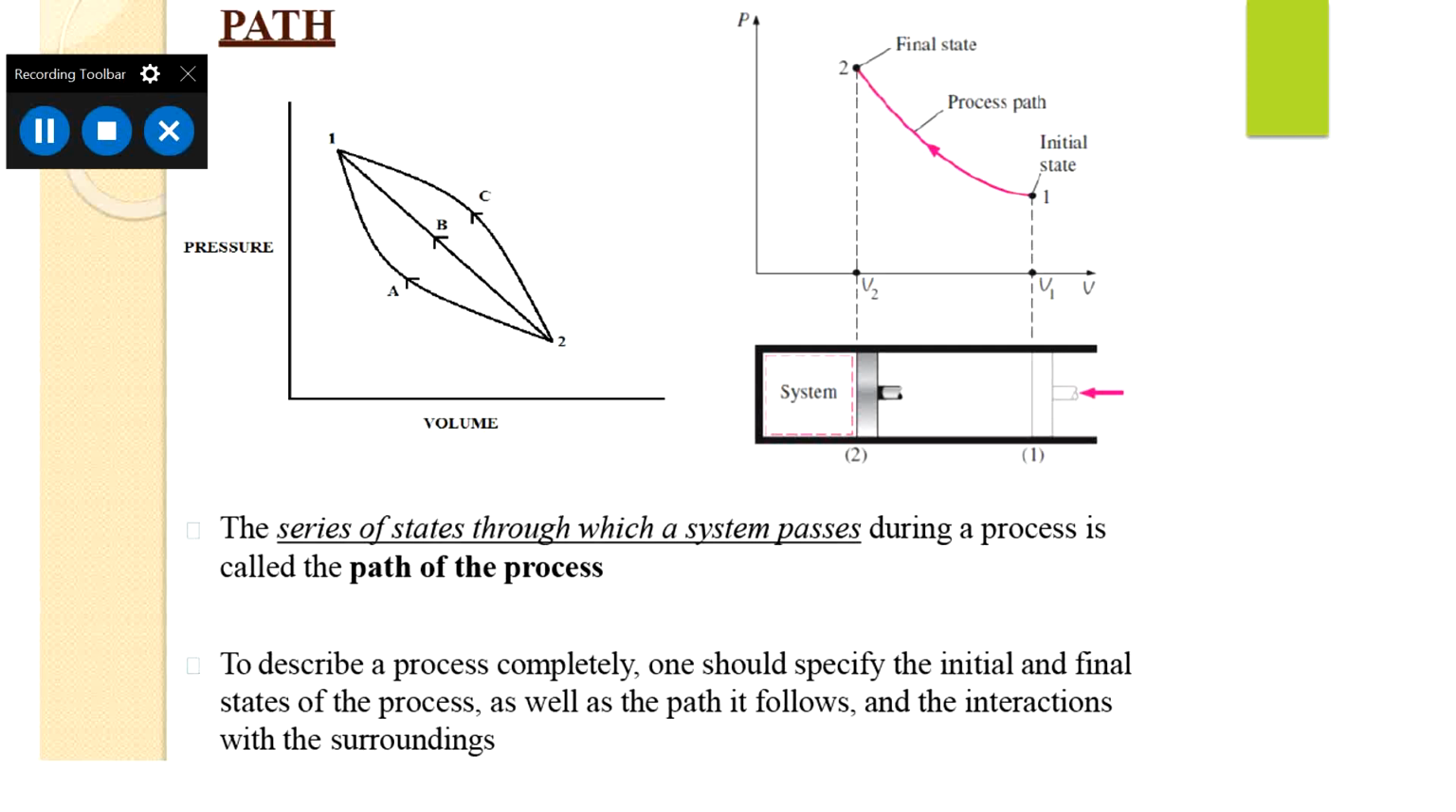To describe a process completely, one should specify the initial state, the final state, the path followed, and the interaction with the surroundings. Only then can we describe the process completely. That is an important aspect of the thermodynamic approach.